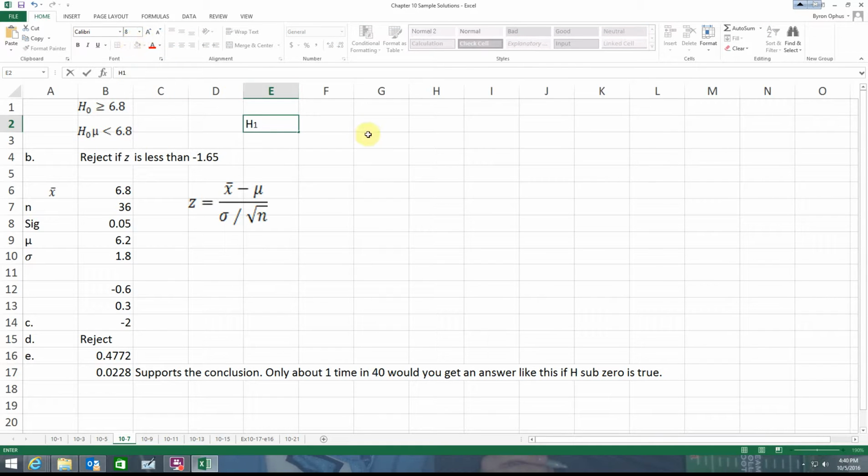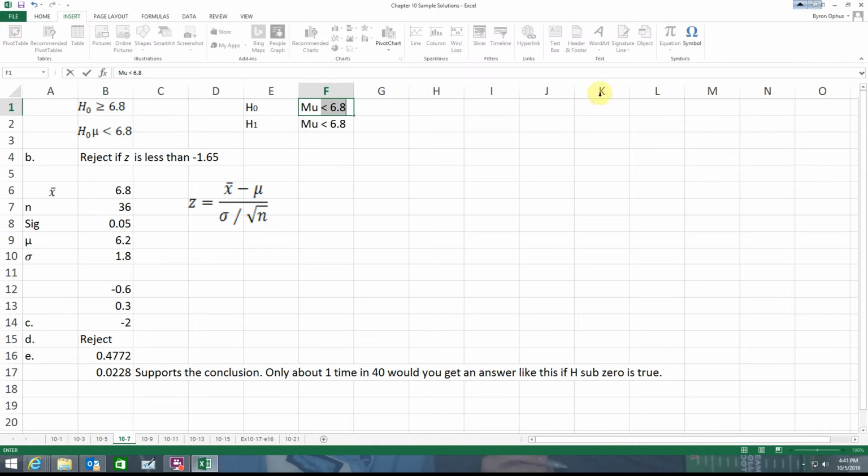H sub 1 is that mu is less than 6.8, and H sub 0 is that mu is greater than or equal to.